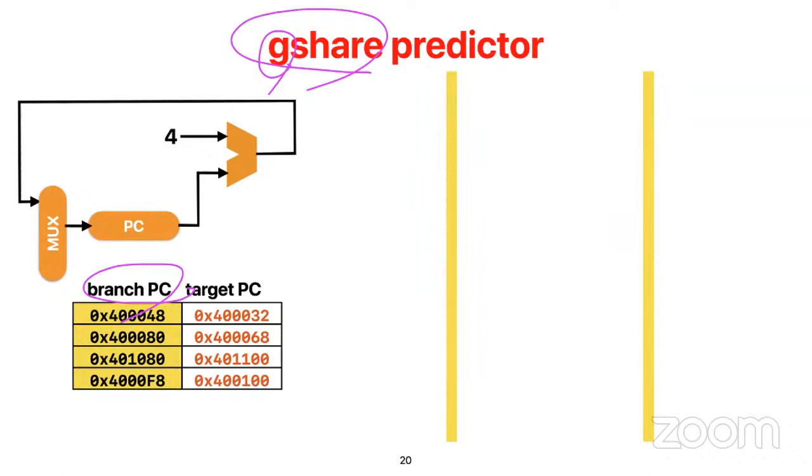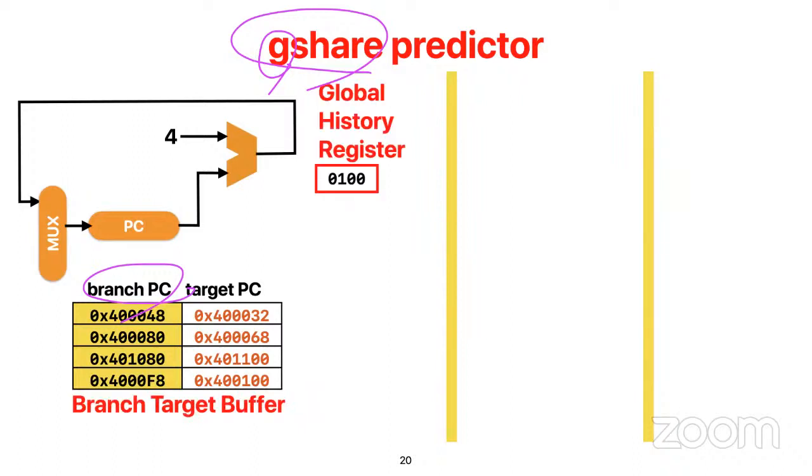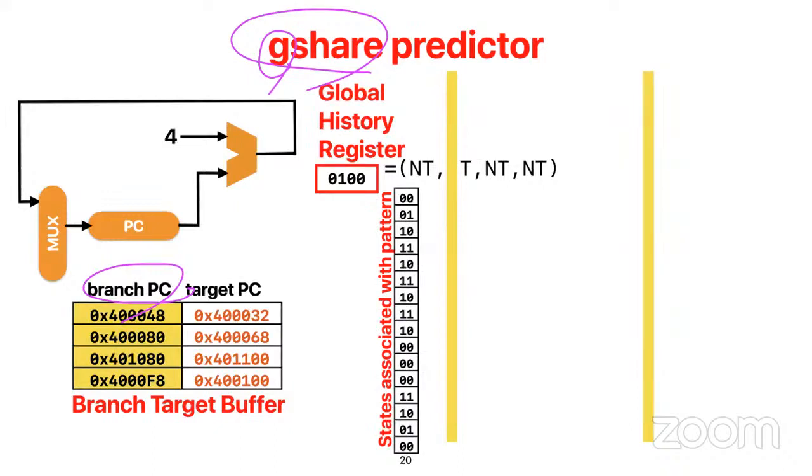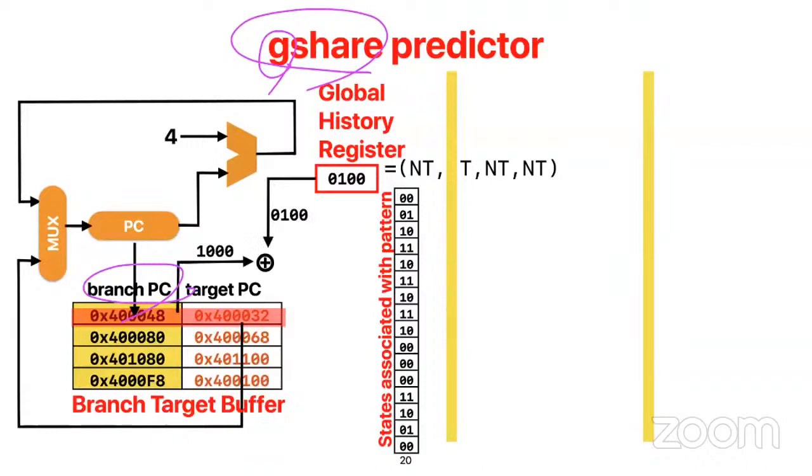So the basic idea of G-share is that we use some kind of additional information, obviously the branch PC, to separate those global histories. So we share all the global history, but we use the local branch PC as additional information. How are we going to use that? We still have a branch predictor buffer and a global history register, but instead of directly using the global history register to index the states table, we use part of the bits from the branch PC to exclusive OR with the global history register.